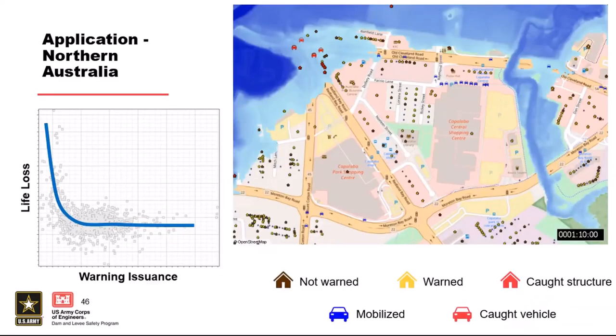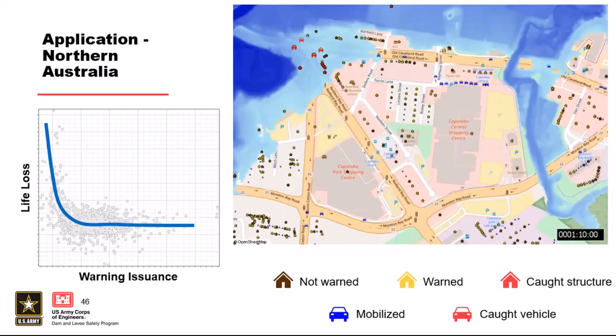This is a fun one. I'm sure you've all seen this, but you've probably forgotten. This was out of Australia. A group out of Australia, Hark is the company, sent me an example. They're like, hey, what the heck's going on? As the warning goes out later and later, our life loss is going down. That's counterintuitive, right?